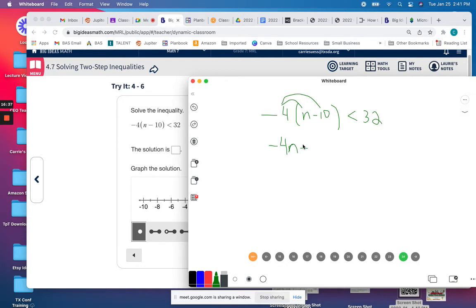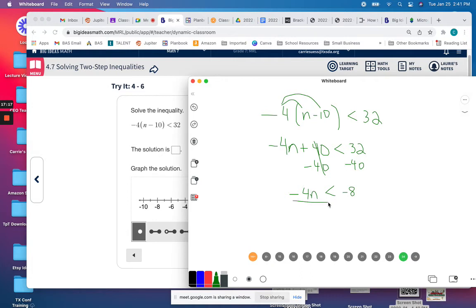Plus or minus? Positive. Plus 40. Yes, because it's a negative times a negative. Okay, and then I just rewrite the ending, 32. Now we can solve for n. What's the first part we should move? Subtract 40. Very good. So minus 40. That cancels. I'm left with -4n. What is 32 minus 40? -8. Very good.